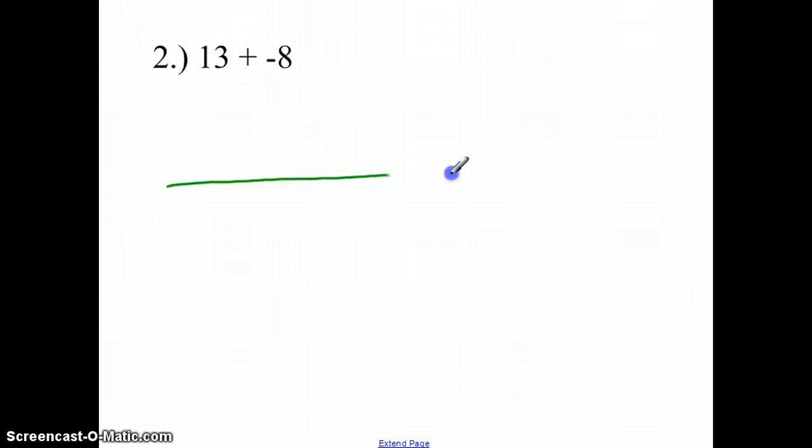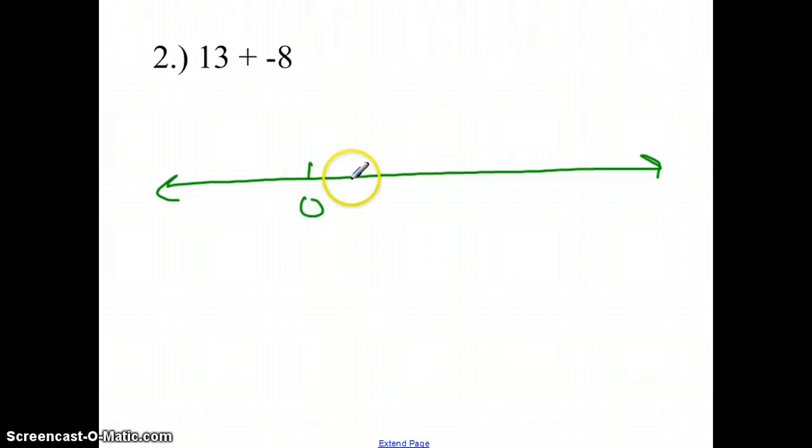Looking at this one here, again, we can do the number line. So let me go ahead and get a number line drawn here. Say we start at 0. We go 1, 2, 3, 4, 5, 6, 7, 8, 9, 10, 11, 12, 13, 14, 15.